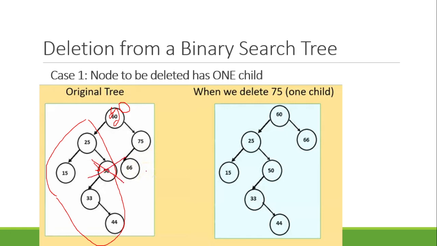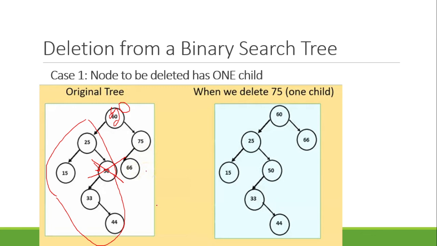Again, call the same deletion algorithm. 50 has one child or one subtree. It doesn't have a right subtree, it has a left subtree. So what do we have to do? We have to attach this child and anything attached with it to its grandparent. Its parent is no more. So attach it to its grandparent. Whatever is attached to this node will remain the same. So attach 33 to 25.